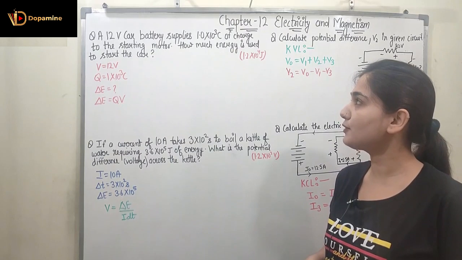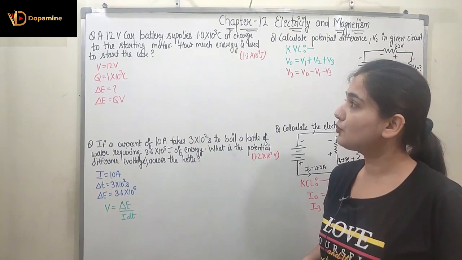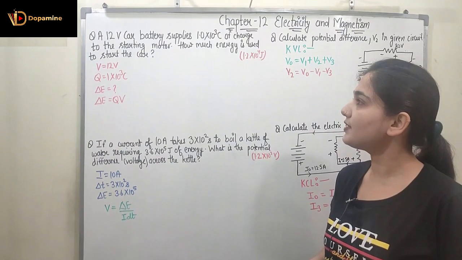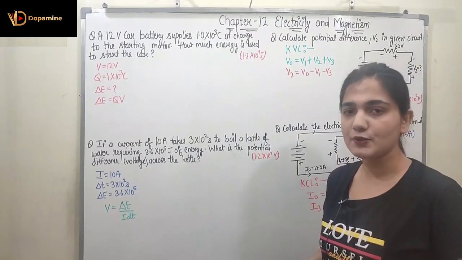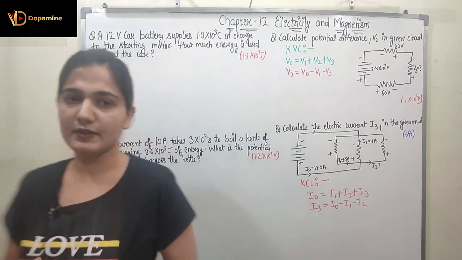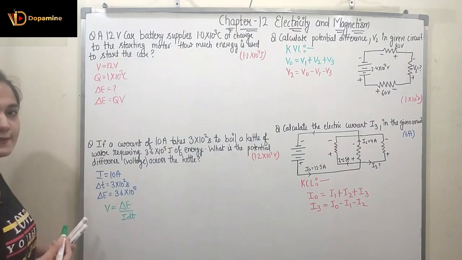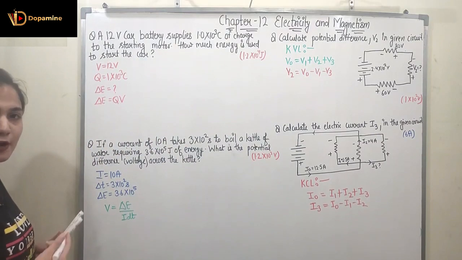Let's start our discussion with problem number 1, which states: a 12 volt car battery supplies 1 × 10^3 coulomb of charge to the starting motor. How much energy is used to start the car? The potential is given as 12 volt, and the charge is 1 × 10^3, or 1000 coulomb.